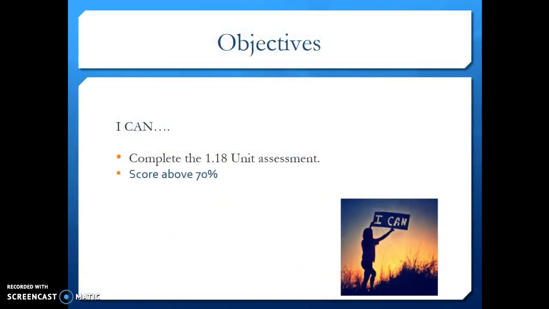After we do this reteach session, I am hoping that you feel comfortable enough to go back into that test and score above a 70% at least. But let's go ahead and get started.